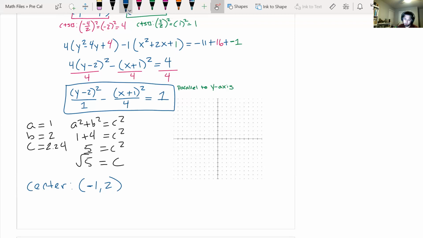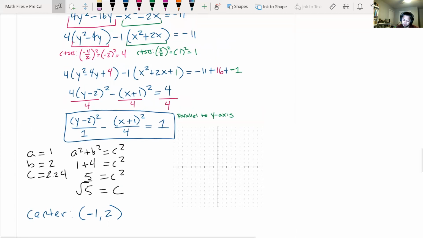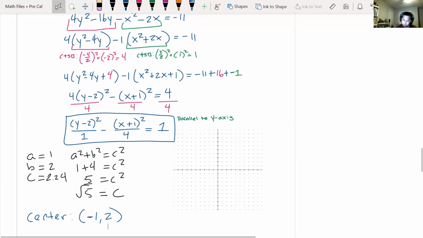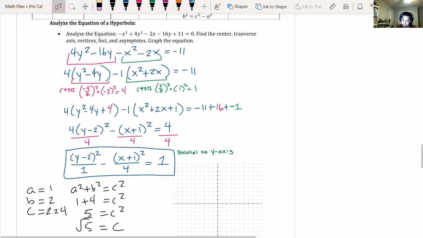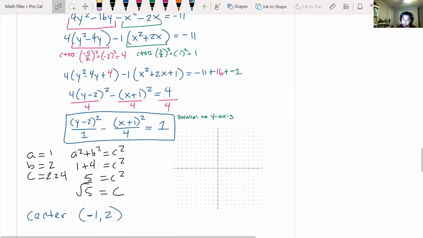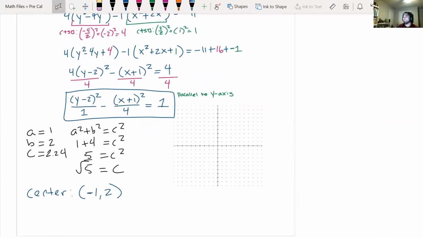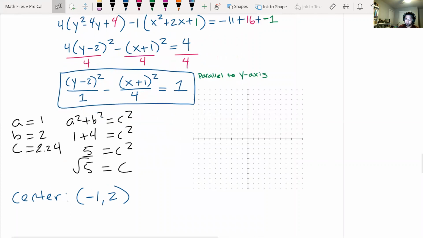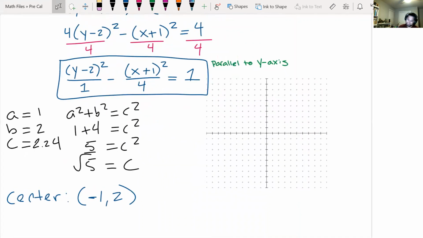No, you got that wrong. Did I mess up a sign up here? Oh, it was y minus 2. Okay. So the center is -1, 2. There's my center, right? There's the center.